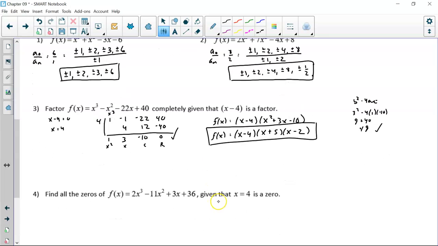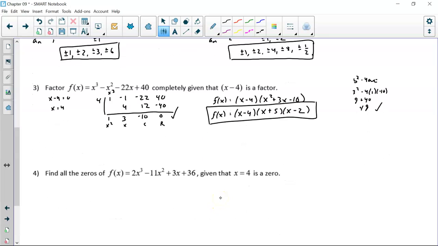Go to the next problem. Now we're given that x equals 4 is a 0. Now we can still look at the factor for that. Remember, x minus 4, you subtract the 0 from x, there's our factor. So we can start working this into a smaller polynomial. So we put our 4 on the outside, and we do our synthetic division. 2, -11, 3, and then 36.